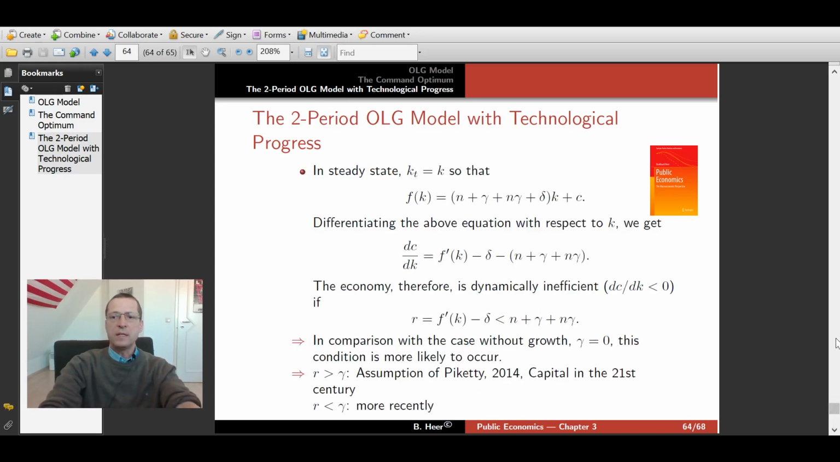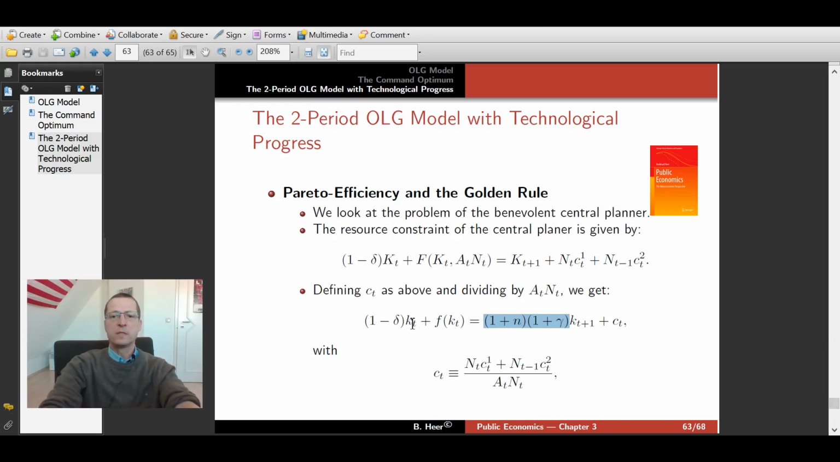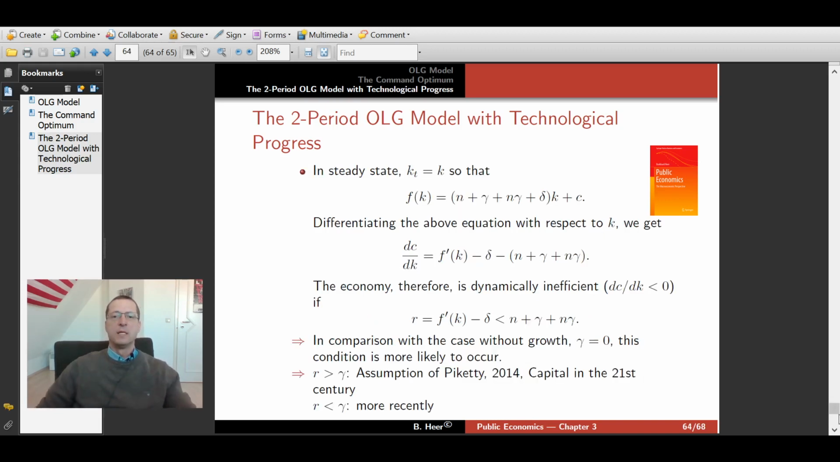Now in steady state, this equation here, as you can see, if kT is equal to kT plus 1, then a couple of terms cancel, and we are left with the equation f of k is equal to n plus gamma plus n times gamma plus delta times k plus c. So that's our resource constraint in steady state when capital intensity k is constant.